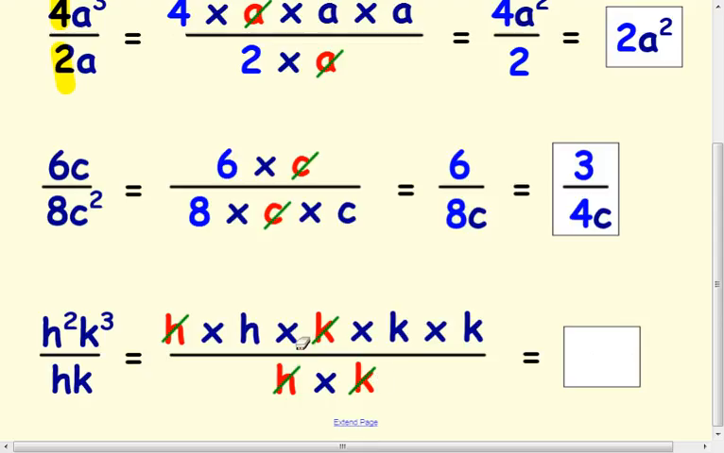So what does that leave us with? Well, h times k squared in the top and just a 1 in the bottom. And you can write it over 1 and then leave it as hk squared.